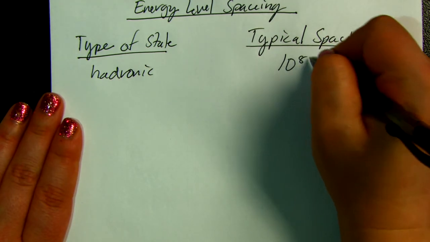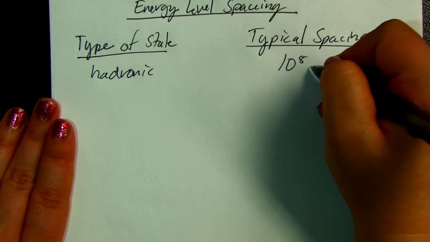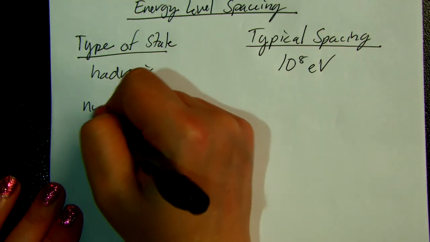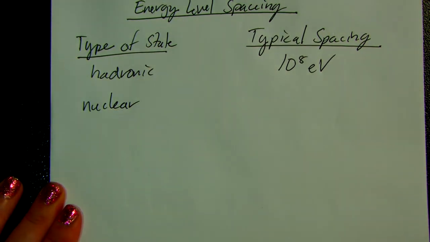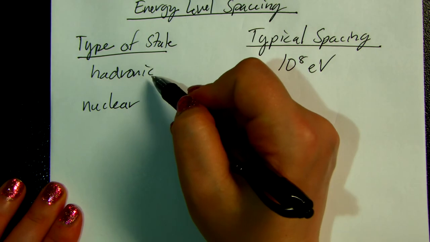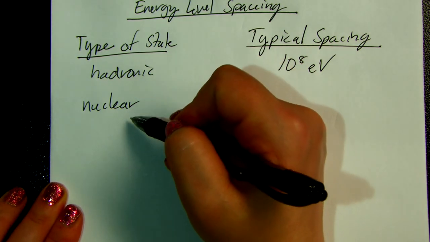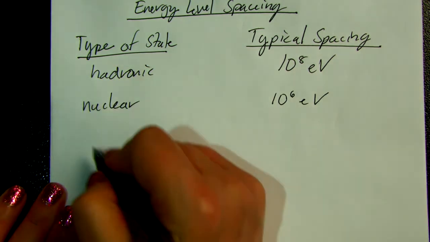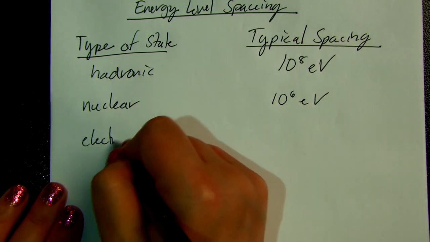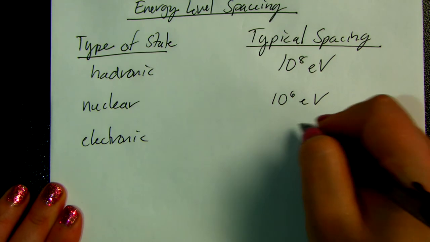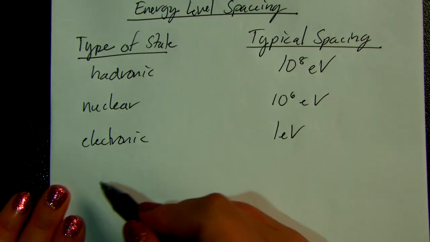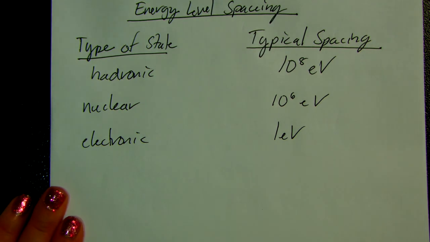All right, so hadronic states, you're looking at the orders of 10 to the 8 eV of energy spacing. Nuclear, so that would be the arrangements of neutrons and protons, 10 to the 6 eV. Electronic, about 1 eV. So this is the atom energy levels that you're familiar with in this class and in your chemistry classes.